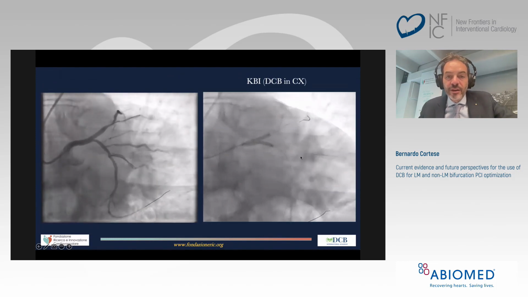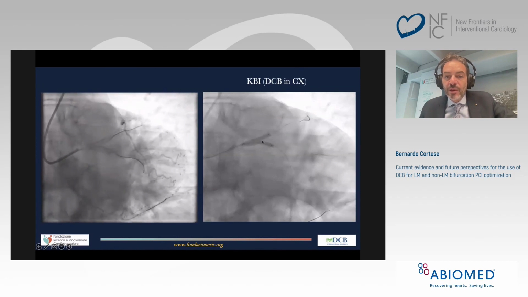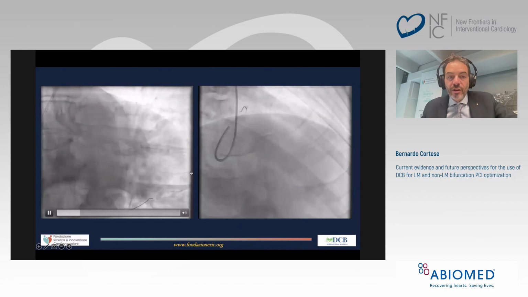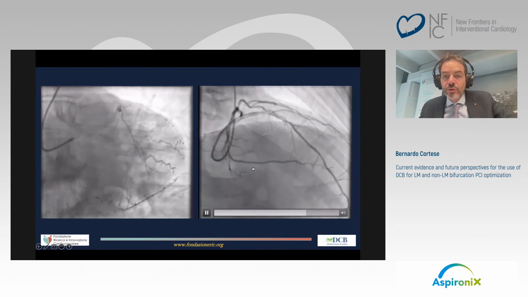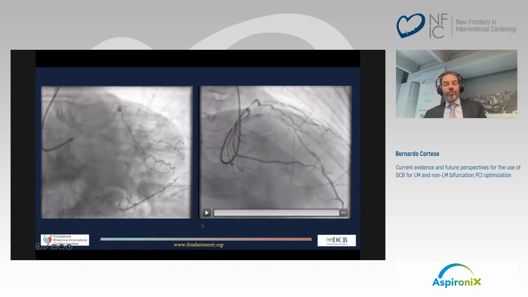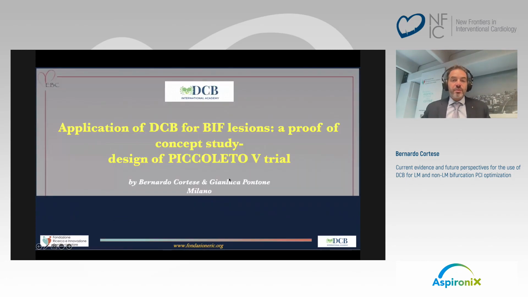Then here we can deliver the drug. And here we used a kissing balloon with a drug delivery in the ostium of the side branch and a normal balloon in the left main, obtaining this result. So a two-step, two bifurcation strategy for this patient.